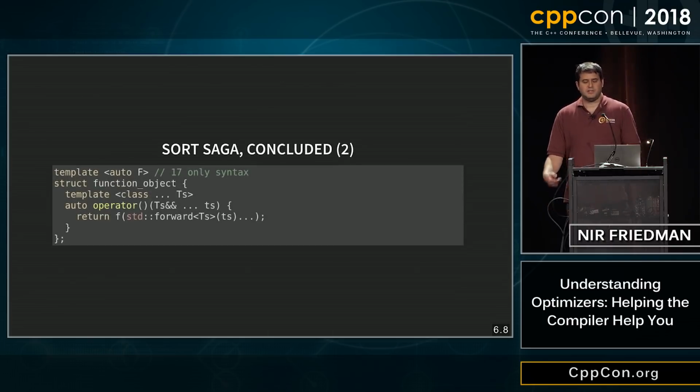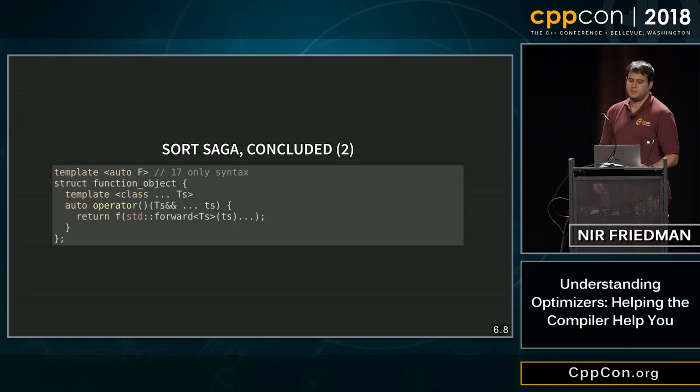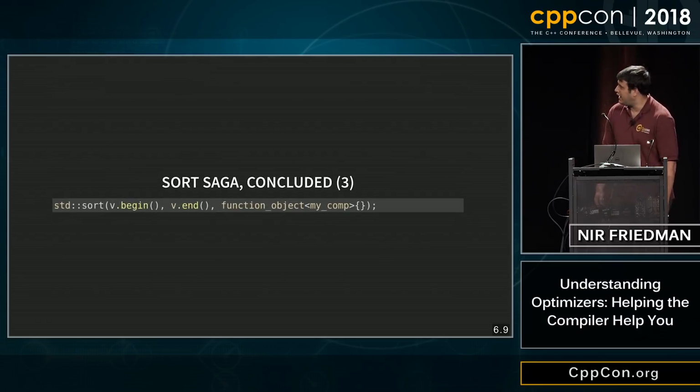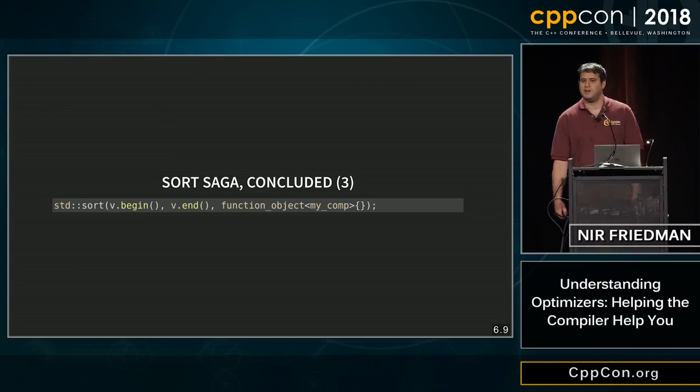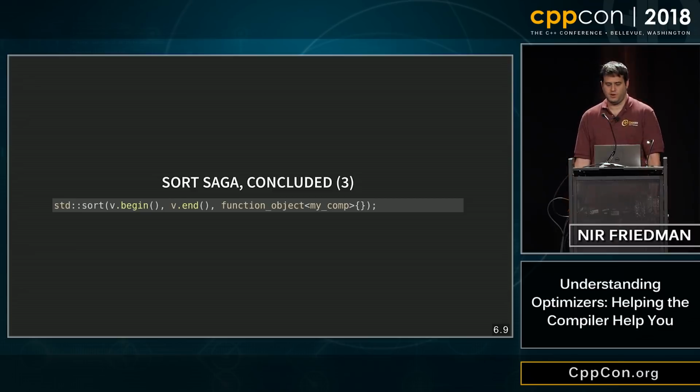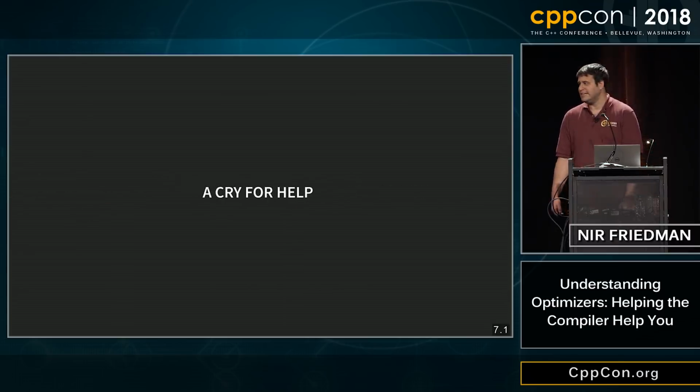So there's a really interesting thing you can do around this, especially in C++17. You can have this function object that lifts the function pointer into a type. And there's actually a proposal for this. It's called monostate function. So this is kind of like the lambda, but with all the details taken care of for you. Okay. So this last section is called, well, it's a cry for help.